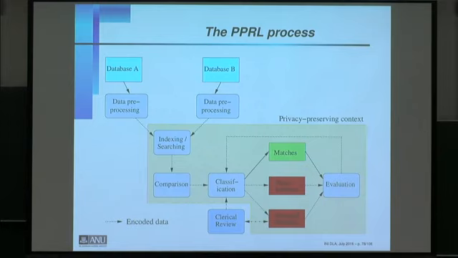At the end of the process, we're only going to reveal some information about the matches, as you saw in the previous example. For the clerical review, that's an open question. Can we do this in a privacy-preserving way? Not really. It's difficult to do clerical review on encoded values. But can we somehow reveal some information which helps clerical review?